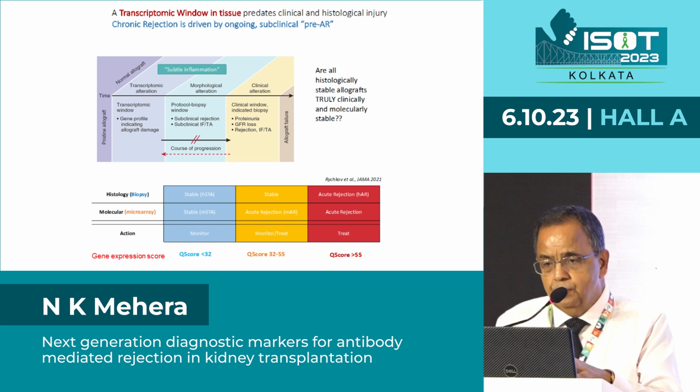But the Q score between 32 and 55, that's the gray area, where histology shows stable, molecular shows no. This is a patient who could actually go into acute rejection, so there's a need to monitor and treat. Of course, more than 55 is always associated with acute rejection. I think the yellow group is the one being targeted by this test, and hopefully in a few years' time, it might see the light of day.